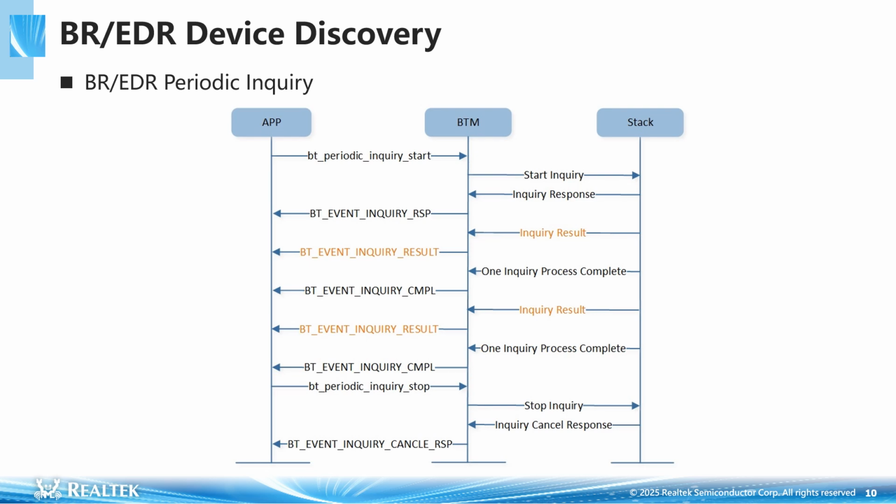The user can call the BT periodic inquiry start API to start periodic inquiry. After periodic inquiry starts successfully, the application will receive a BT event inquiry result event when a nearby device is found. The application will receive the BT event inquiry CMPL event after each inquiry procedure finishes. The periodic inquiry won't stop automatically, and the user can call the BT periodic inquiry stop API to stop it.